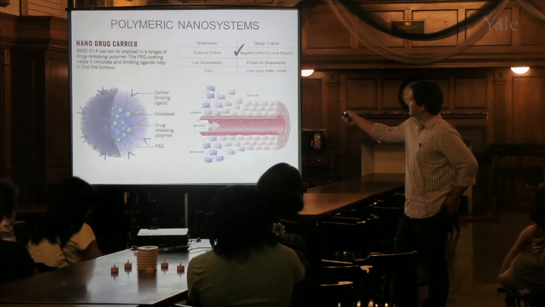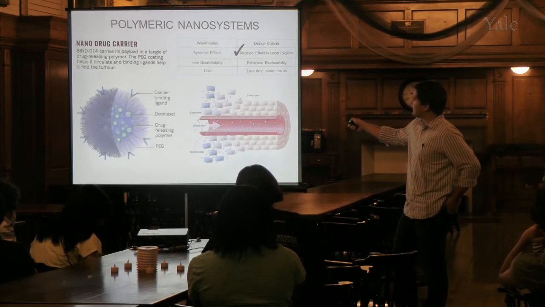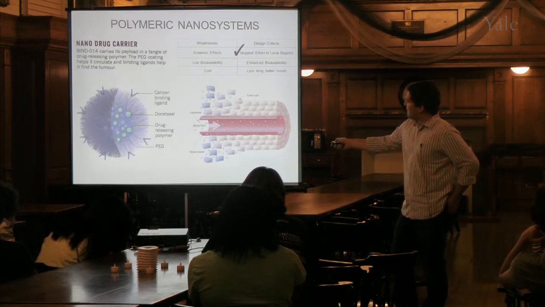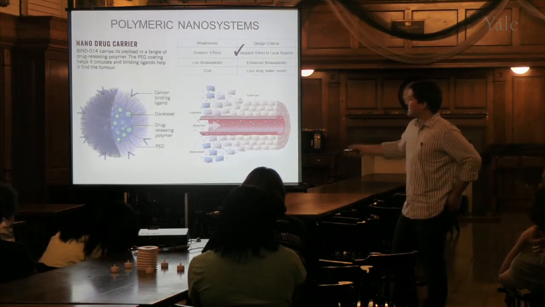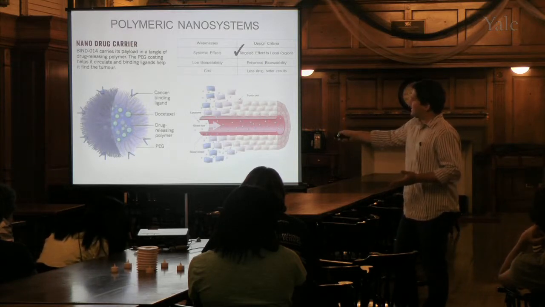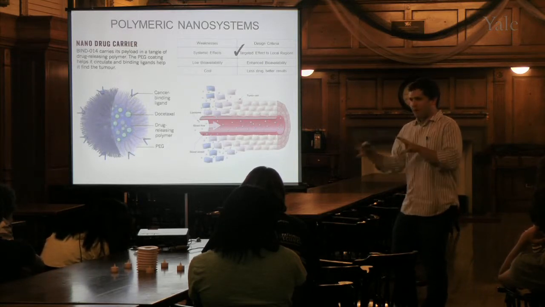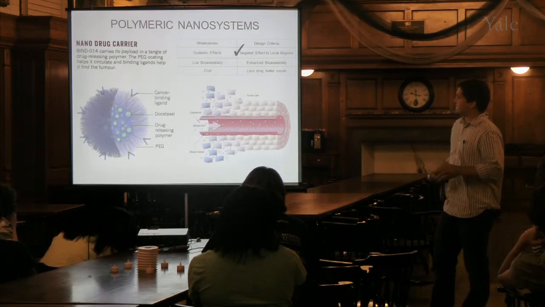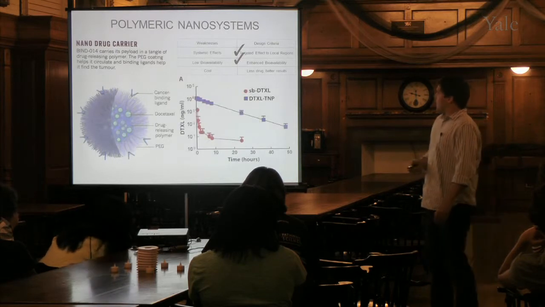So going to our first criterion, to achieve targeted effects rather than systemic effects, these can actually bind cancer cells. And due to the nature of the nanoparticle itself, it can get into these tumor areas and accumulate there. Whereas a normal drug will get in and seep out, these nanoparticles will accumulate and reach very high concentrations of therapeutic drug in the region of interest, in the tumor.